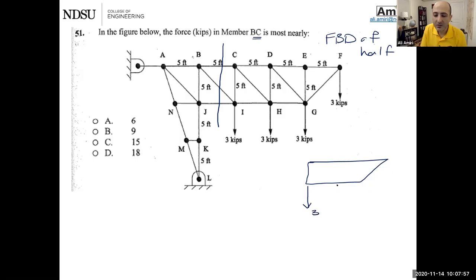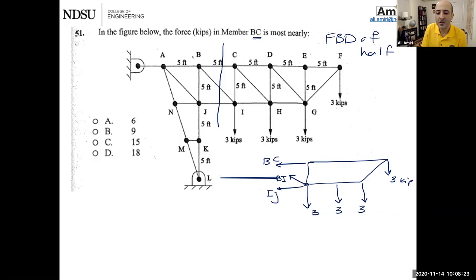3, 3, 3, 3. All of them are KIP. Step 3 is reactive forces. I told you, when you make a cut, the forces are going to show themselves. I made a cut, so it's going to be BC going this way. Another one, I'm going to make a BI going this way. And another one, IJ going this way.